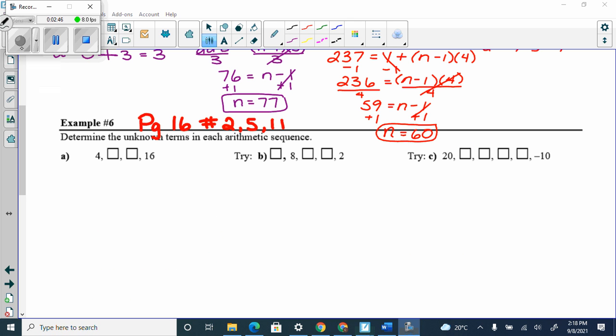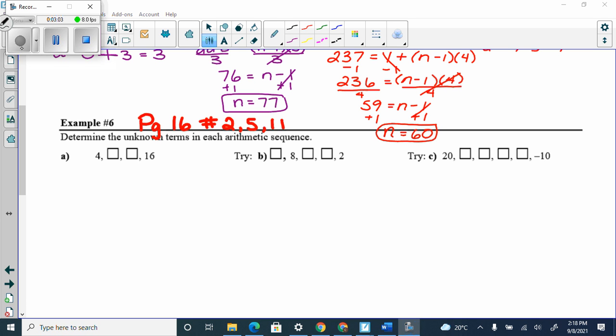So page 16, 2, 5, and 11 was the homework from yesterday, right? 2, 5, and 11 covered the same exact types, each one of those was like a type on your quiz, right? So we're going to finish up arithmetic sequences today.